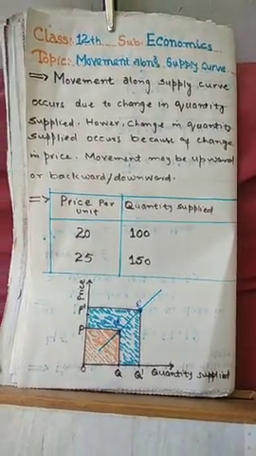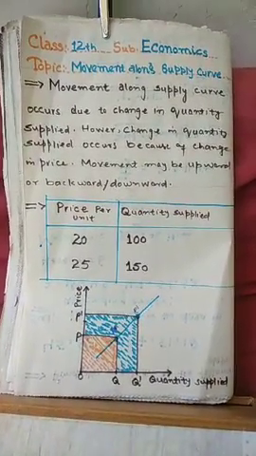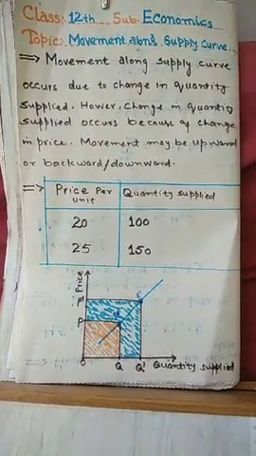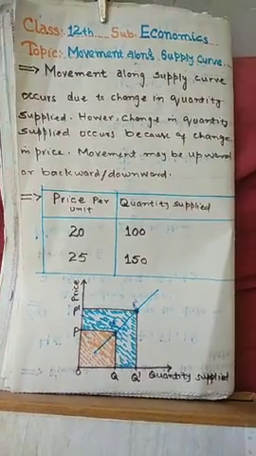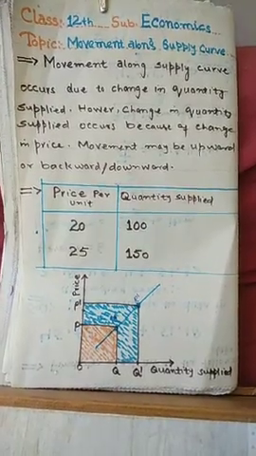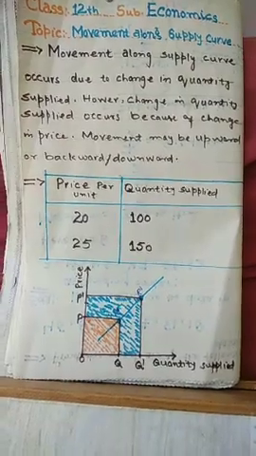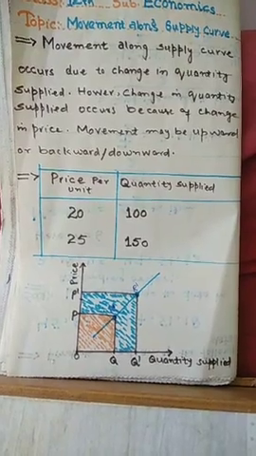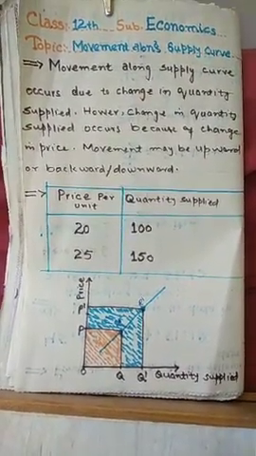Now in the next lecture, we will study shift in supply curve. Why does shift in supply curve occur? What are the factors behind the shift in supply curve? So dear students, with this we have completed the topic, that is why movement along the supply curve occurs, what is upward movement and what is downward movement, why upward movement occurs and why downward movement occurs. This was all about today's topic.